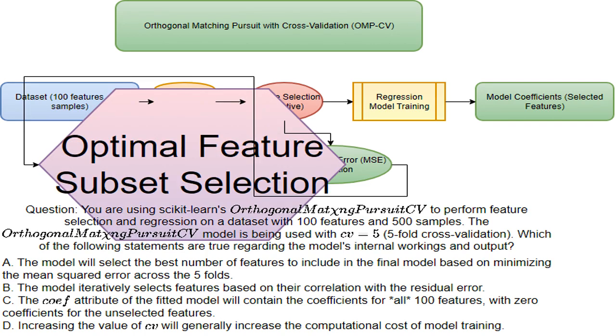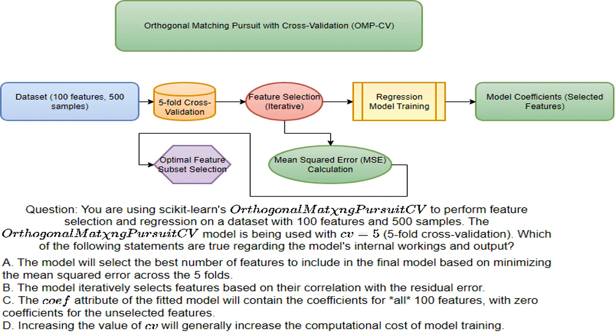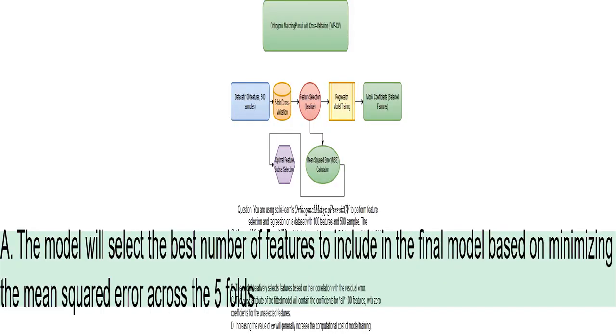This is the problem statement. I'm being asked to evaluate some statements about how the model works and what its output looks like. This statement describes how OMP works. It adds features one by one based on how well they correlate with the remaining unexplained part of the data, residual error. This is true.